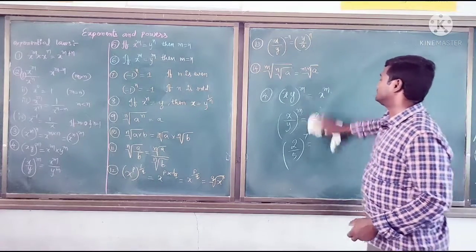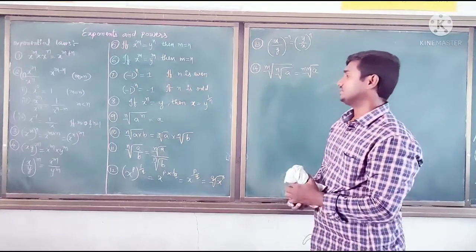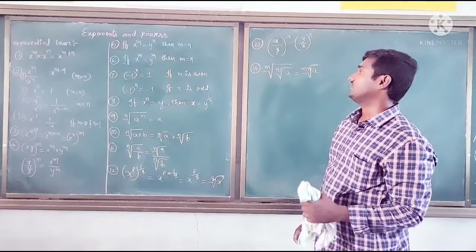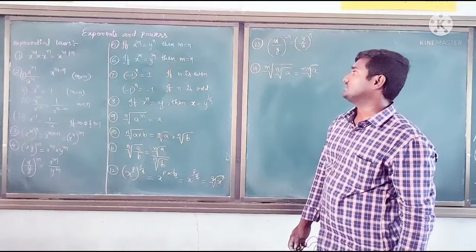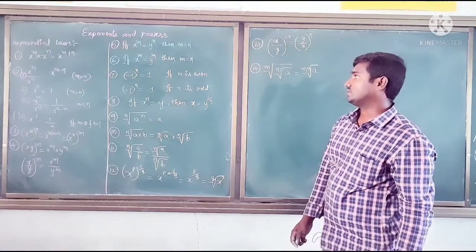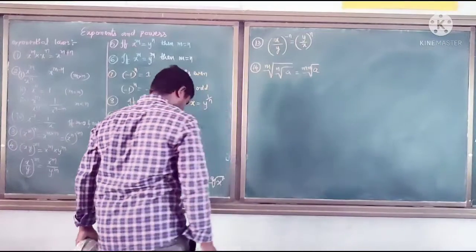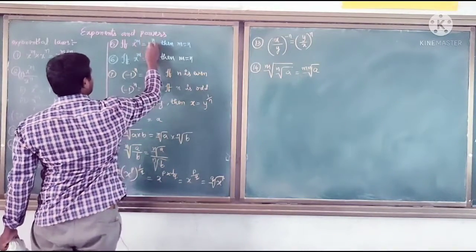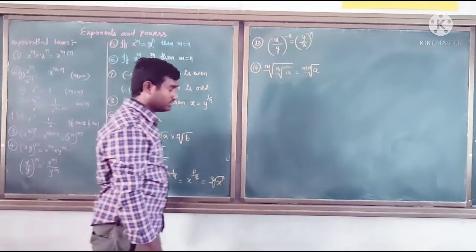Okay, so these 4 formulas we have finished. Next, now I am going to discuss with you the fifth formula, that if x power m is equal to x power n, then m is equal to n.